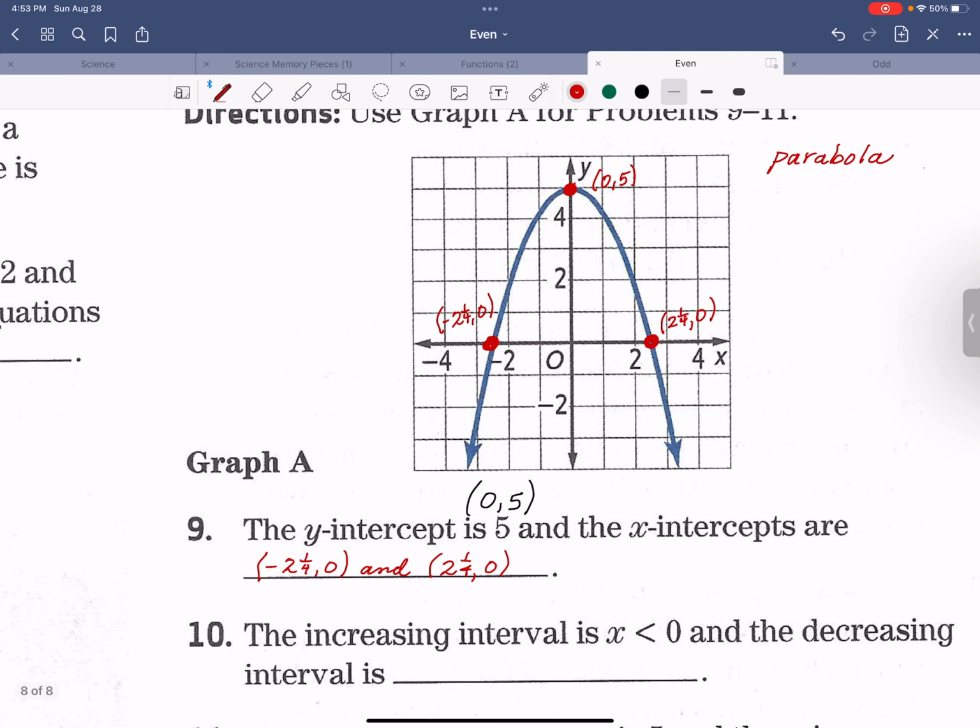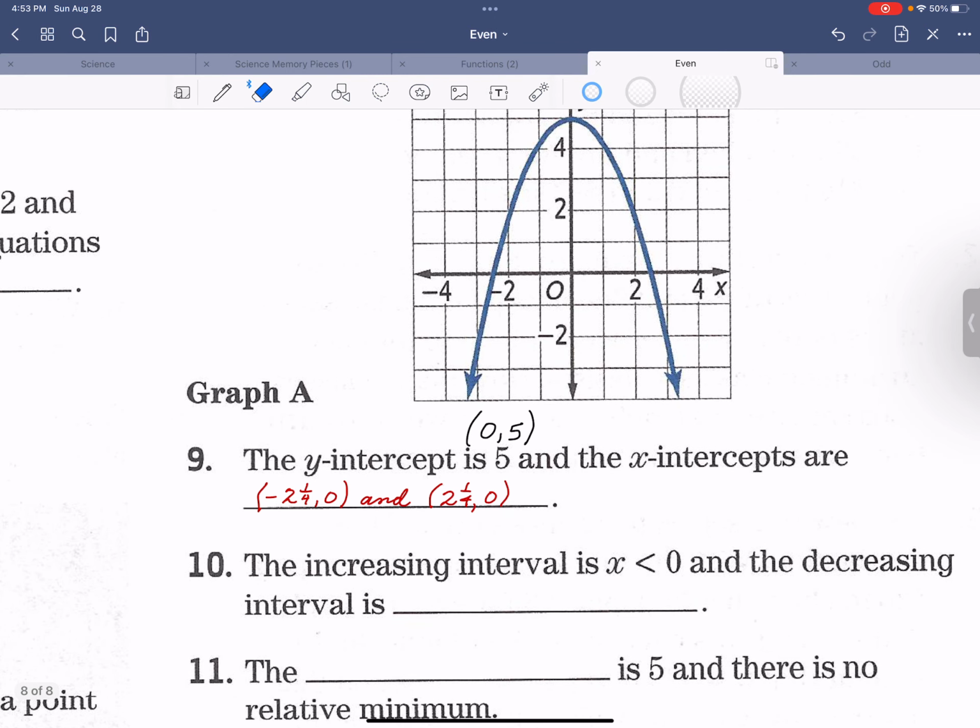Number 10. I'm going to erase the graph to do this one so that I can keep drawing on it. Number 10 says the increasing interval is when x is less than 0. So let's shade that area. When x is less than 0, that's going to be down here. And the graph is climbing on this side. You're going uphill. Let me say it that way. And this is where I just don't remember us talking about an increasing interval. Maybe it was in a previous chapter. But it's going uphill at this point.